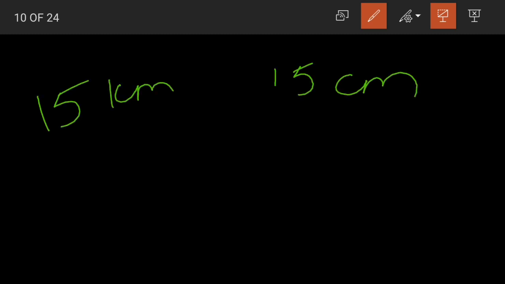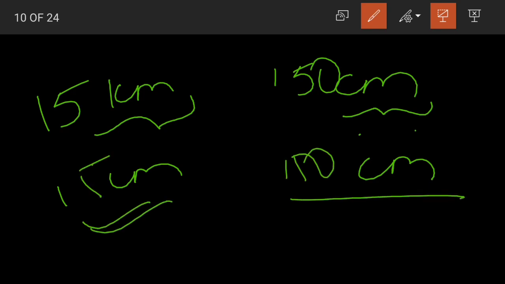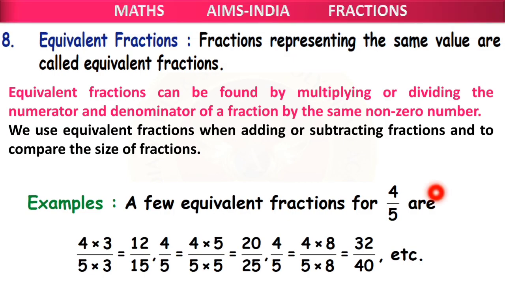Now if I say compare 15 kilometers and 15 centimeters, we cannot compare this because this is in kilometers and this is in centimeters. If we had both in centimeters, then we could have said that 15 centimeters is less than 150 centimeters. So these equivalent fractions are used when adding or subtracting fractions and also for comparing the size of fractions.